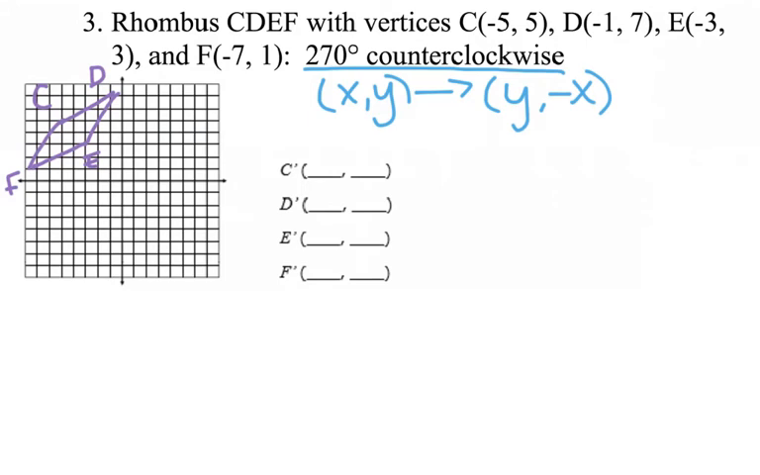So here's the rule for 270. And then we're just going to apply the rule. So I started out with negative 5, 5. The rule says I'm going to switch my coordinates, and that the original x, the negative 5, becomes the opposite sign. So now it's going to be a positive 5, positive 5.